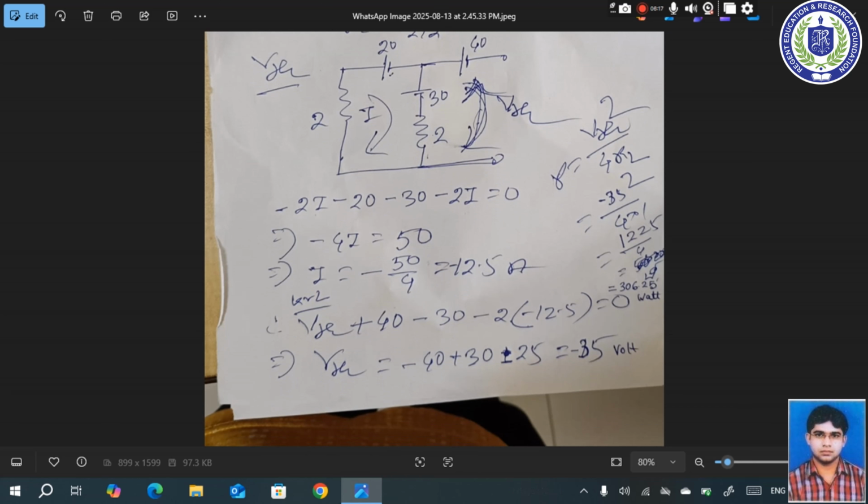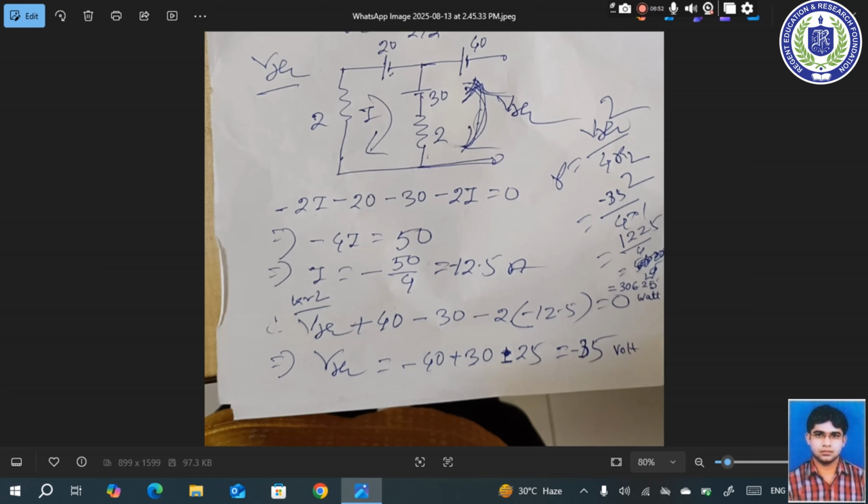KVL formula according to the left hand side, but the right hand side is being open, so no current is flowing through it. So we only calculate the left hand side first. So we can write minus 2I, minus 20, minus 30, minus 2I equal to 0, because according to KVL, in a loop, V1 plus V2 plus V3 is total equal to 0.